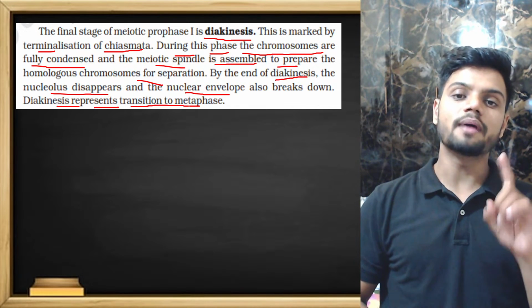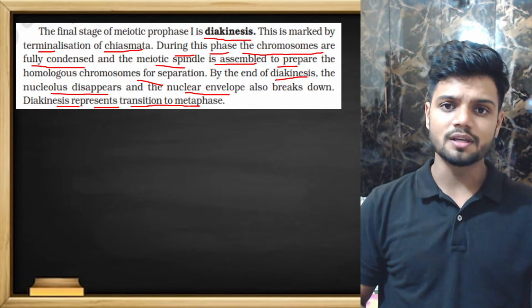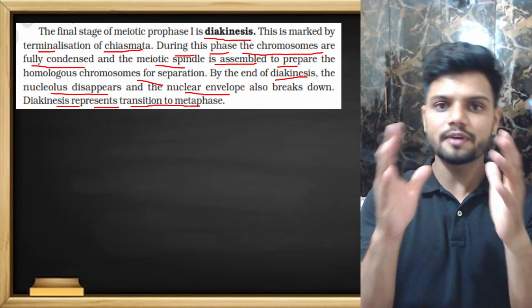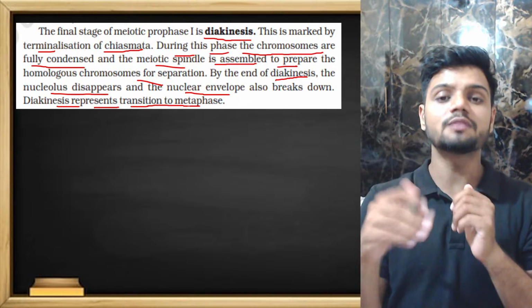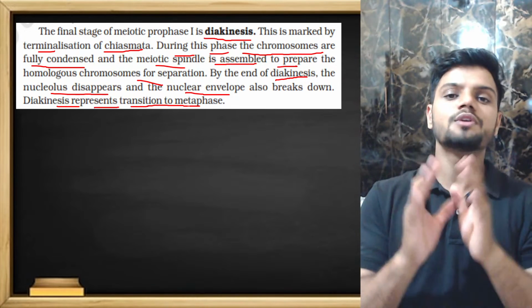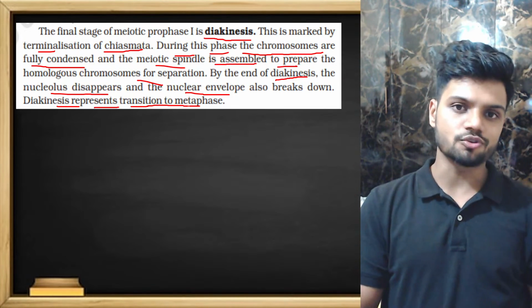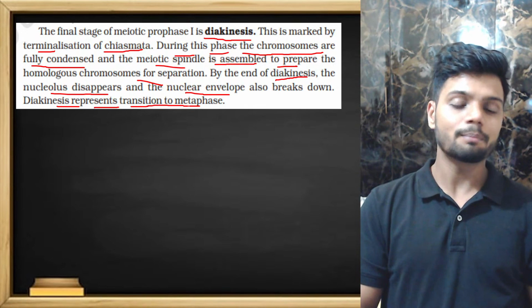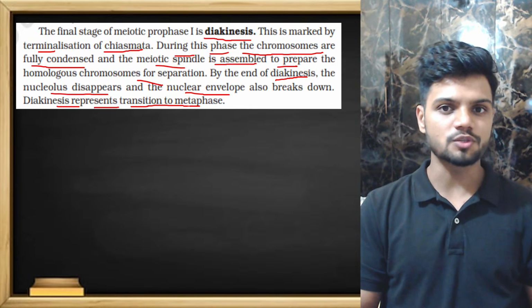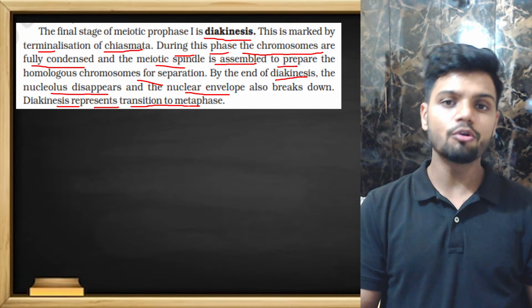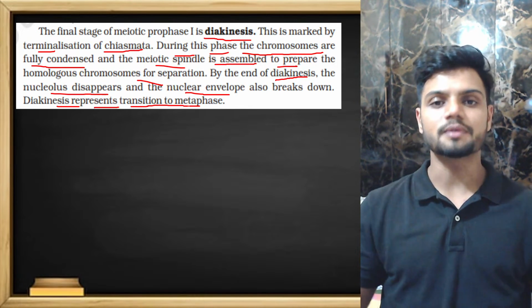Like in the case of prophase of mitosis, by the end of late prophase the chromosomes are condensed, and the endoplasmic reticulum, everything was disappearing. In the case of meiosis also, by the end of diakinesis, the end of prophase one, the nucleolus, nuclear envelope, everything is disappearing.